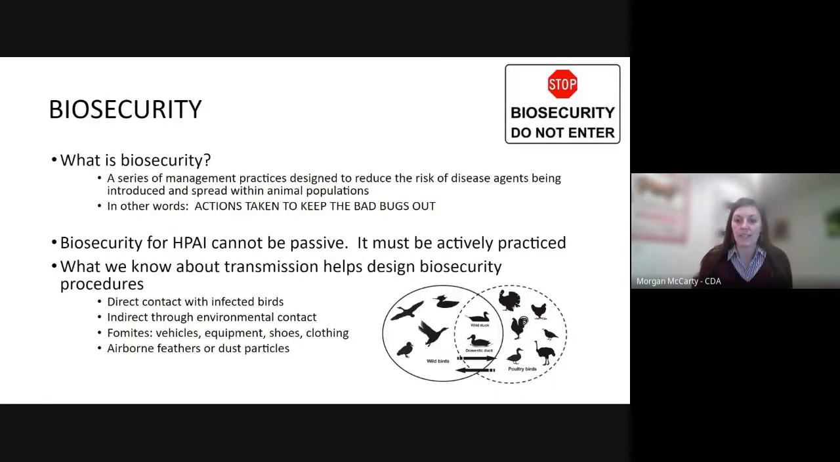Well, I think most of you are probably practicing biosecurity every day. It's a series of management practices that are designed to keep the bad bugs out, basically. And we can't be passive about biosecurity when it comes to HPAI or really any diseases, especially foreign animal diseases. We must be actively practicing biosecurity. And what we know about the transmission of HPAI is going to help design our biosecurity procedures. So our goal is to control what can be controlled.